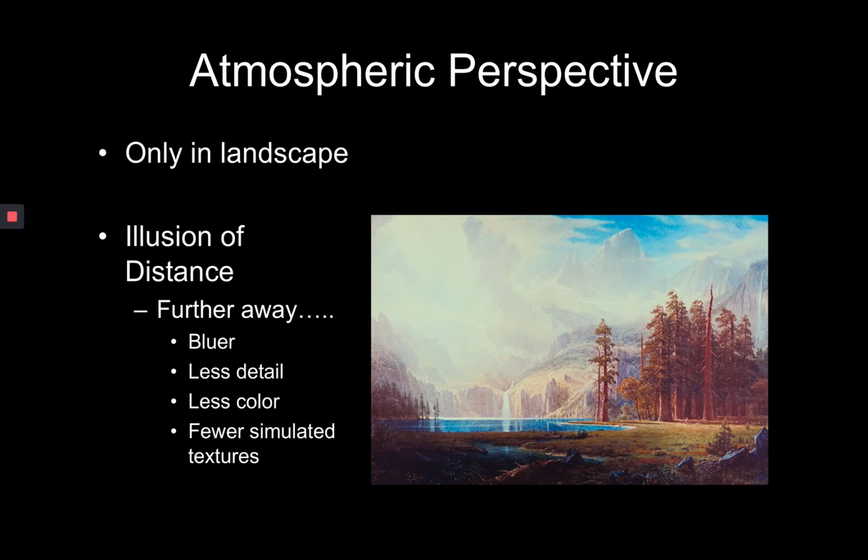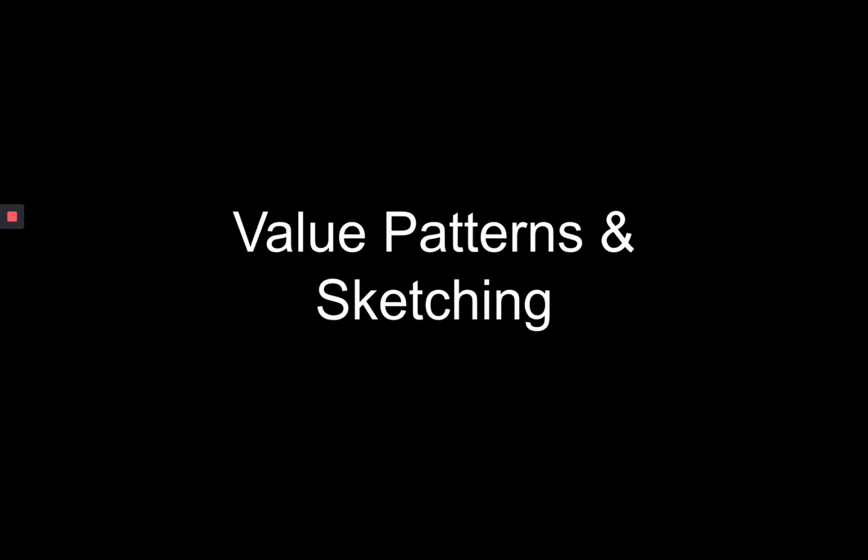Atmospheric perspective usually occurs in landscape, and that's where we have a sense of distance, where things are further away, and what happens is as they recede, they're bluer. There certainly is less detail. The scale changes. The mountains become smaller. They're certainly larger than the trees in this picture. There's less color, and there's fewer simulated textures, visual textures, as the textures move away.